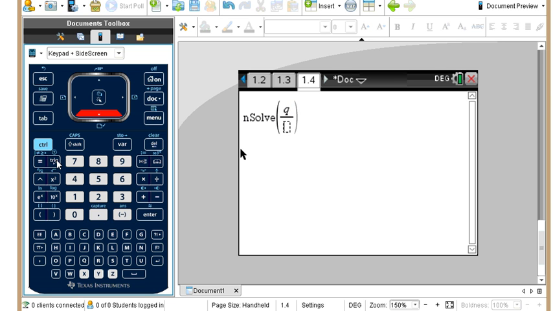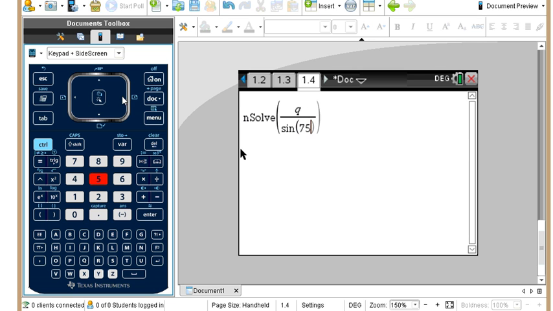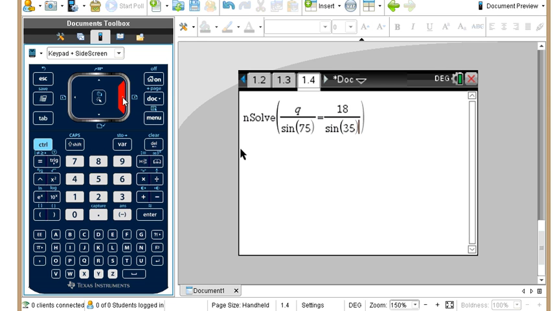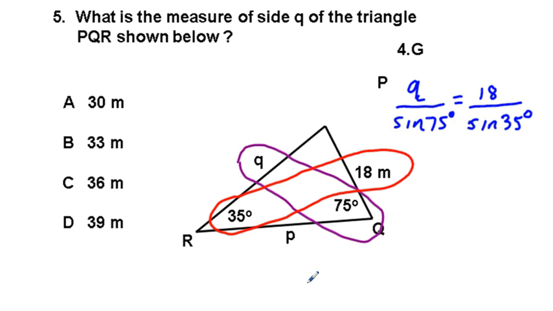over sine of 75 degrees is equal to the known side, which is 18, over the sine of 35 degrees. And we come over here to the right, we press comma, Q, we should get our answer here. 30.3 should be our length here. So we go over here, see if we have an answer. We don't have 30.3.